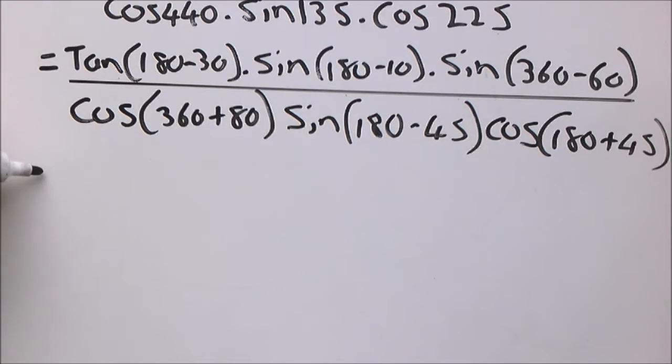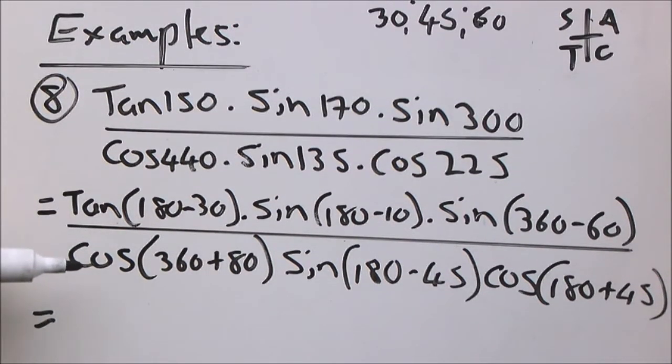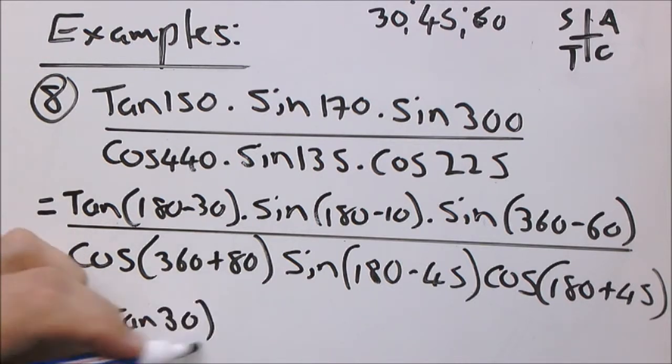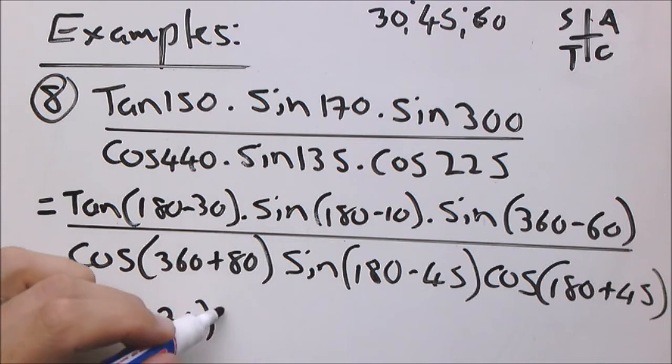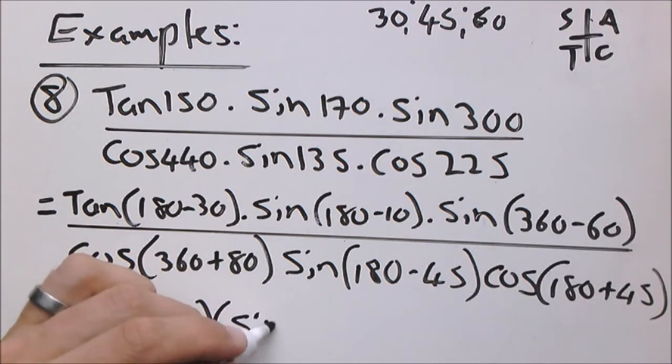Now we're just applying our CAST diagram, and if you look at your CAST diagram, hopefully you've already drawn it on a page somewhere that you can refer back to it. Tan 180 minus is negative, so tan 30, put it in a bracket, there's a negative sign. Okay. Sine 180 minus is positive, so this is just sine 10.